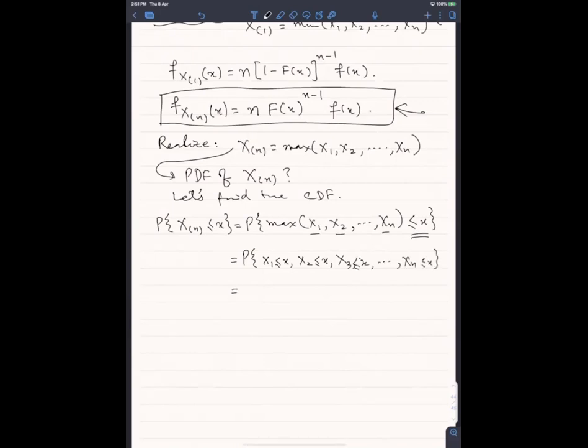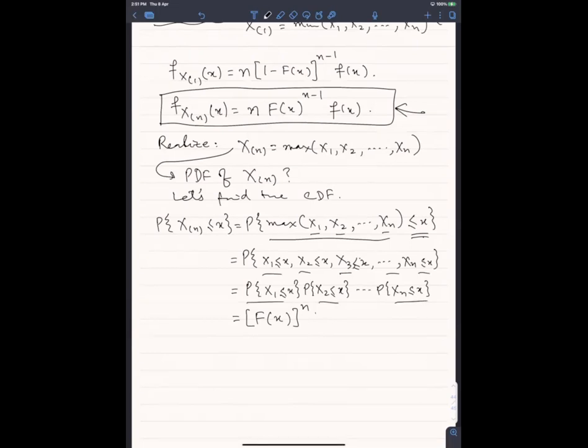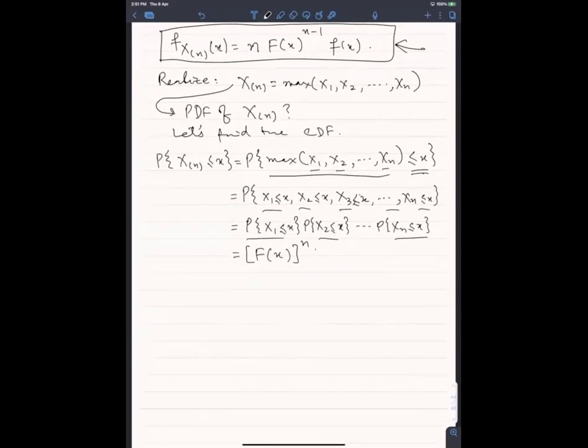And then since they are independent, I can separate out the probabilities: probability x1 is less than or equal to x, probability x2 is less than or equal to x, dot dot dot, probability xn is less than or equal to x. And what is this? This is simply equal to f of x power n. Very simple. If the max is less than or equal to x, that means each one of them is less than or equal to x, so I can separate out these probabilities. This is just n CDFs multiplied together.